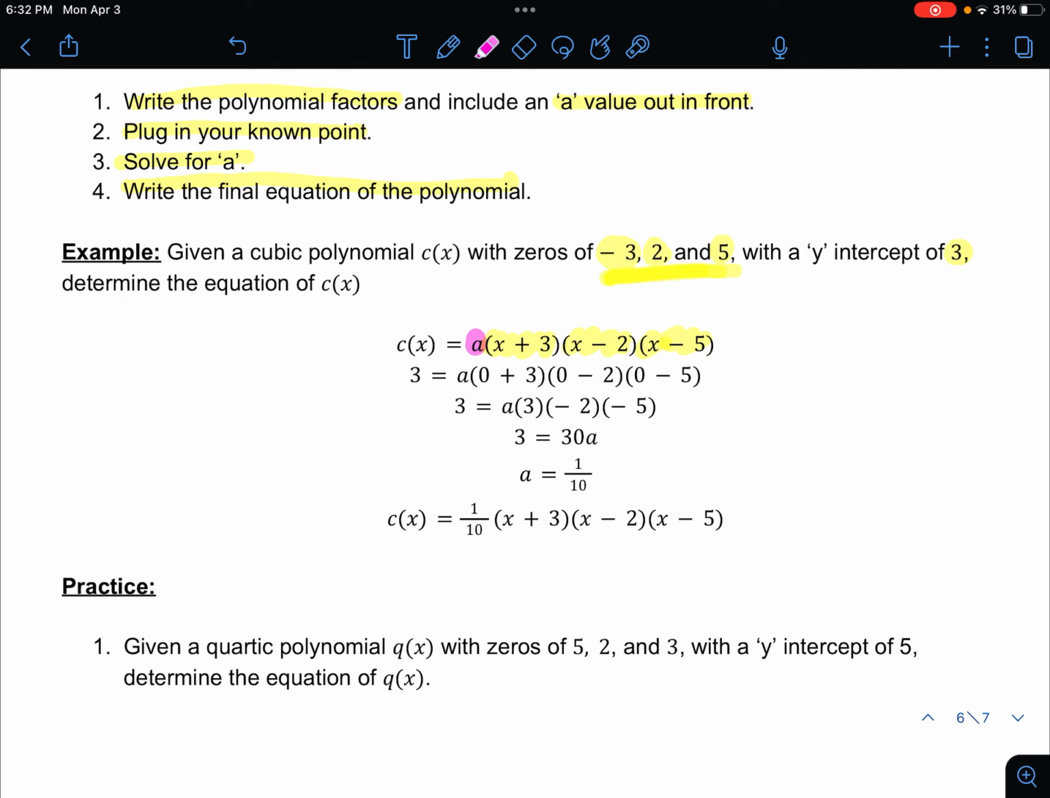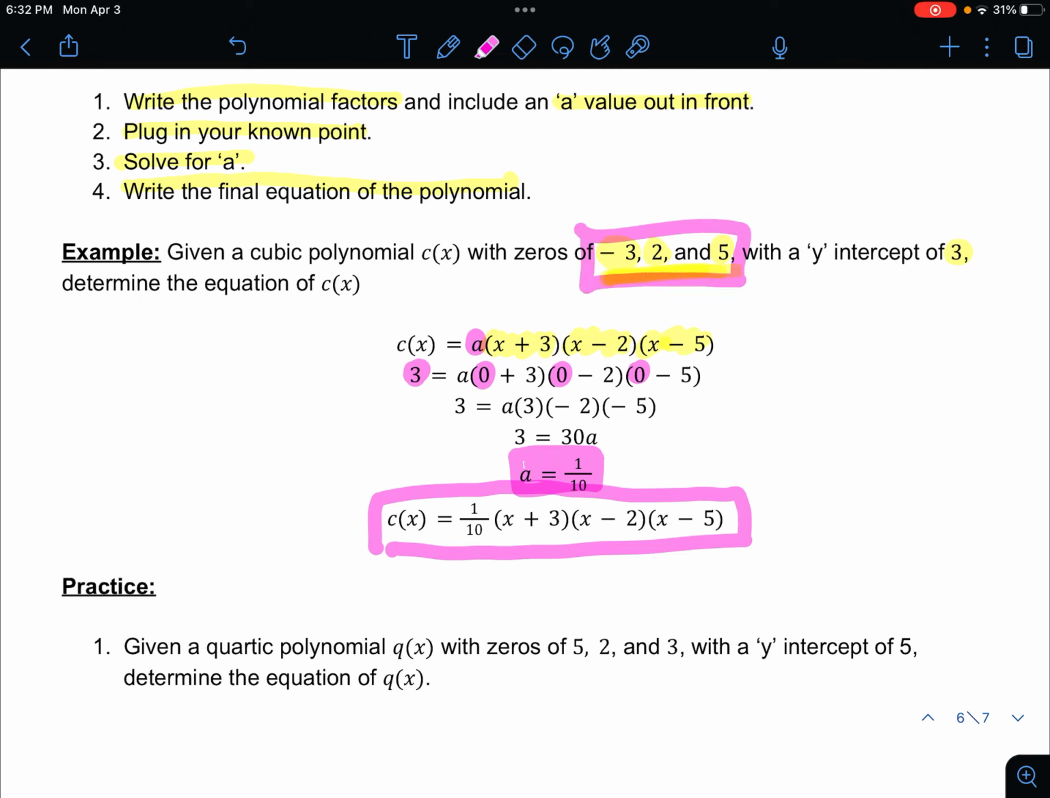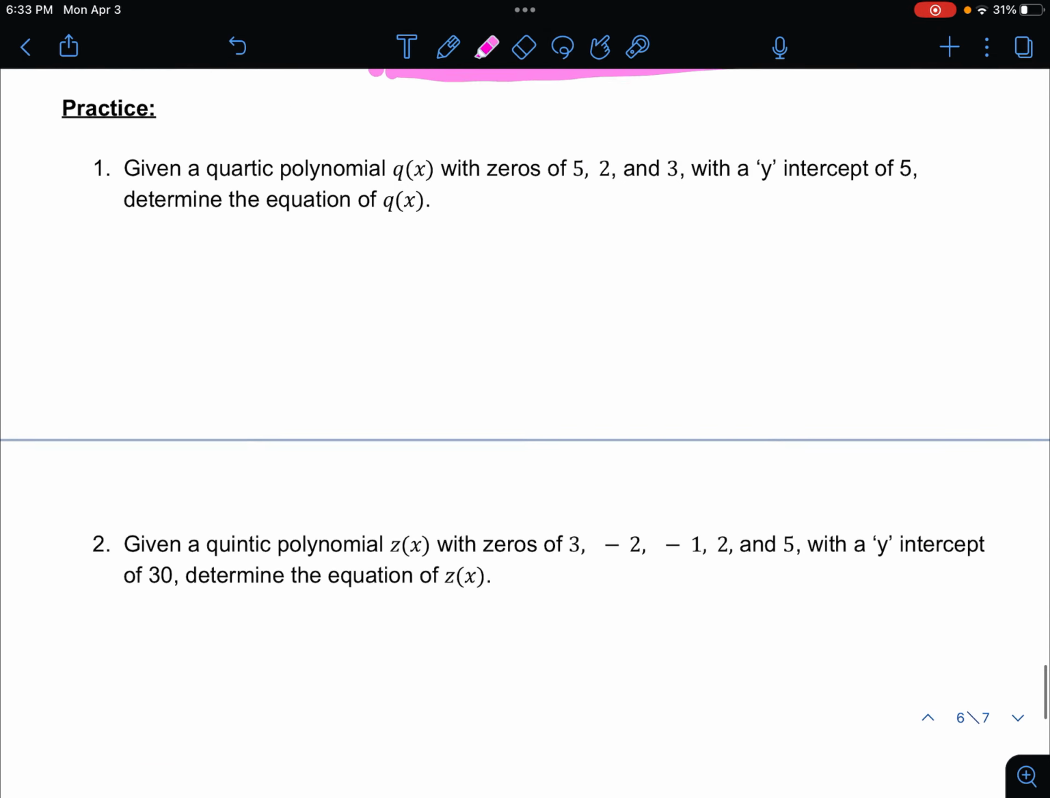Then we take our y-intercept of 3, and that tells us to plug in 0 for x and 3 for c of x, or y. Then we just need to solve for a. So we combine our terms, get 3 equals 30a. A is equal to 1/10. And then the last step is just putting that all together, putting the a value out in front, keeping our factors. And now we have a polynomial that'll meet our criteria. It has the correct zeros, and it goes through our other point, which happens to be the y-intercept.